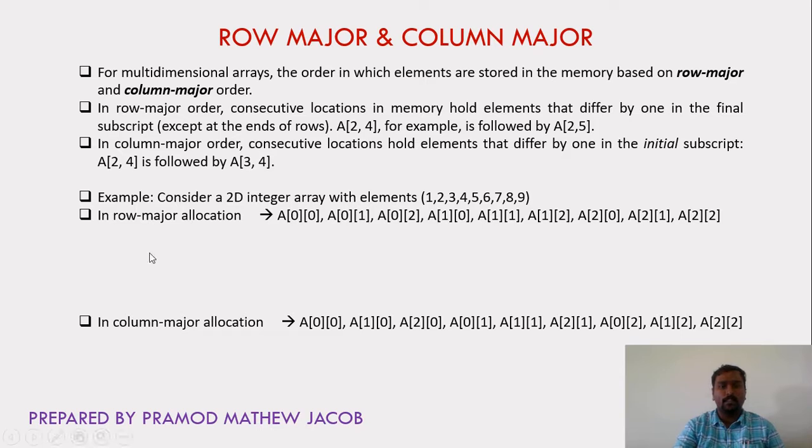In row major allocation, the first element will be stored in first row, first column. That is, it is stored in a[0][0]. Then it will store in a[0][1]. Then it will store in a[0][2]. Then it will store in the second row, that is a[1][0]. Then a[1][1]. Then a[1][2]. So the row index remains same and it will fill for the entire column values.